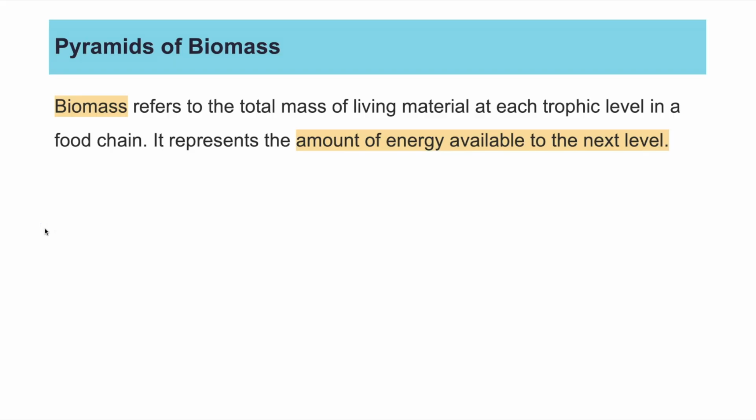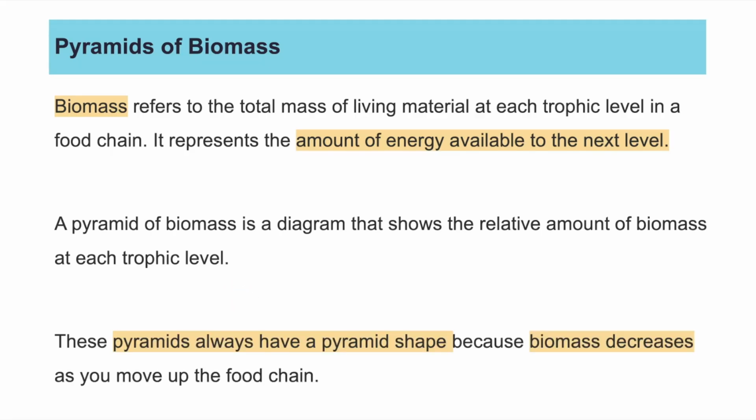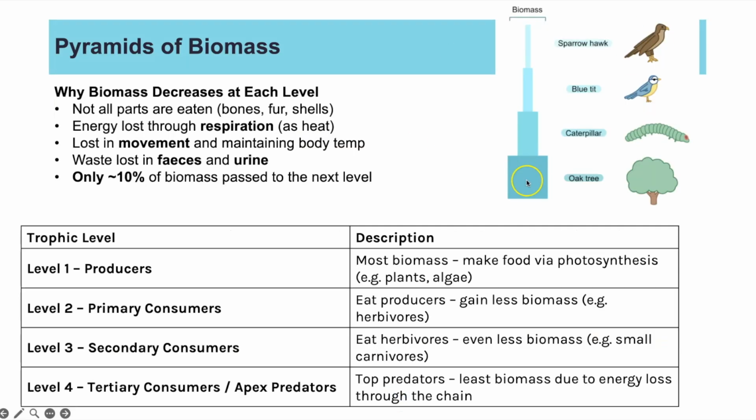Biomass, first of all, is the total mass of living material at each trophic level in a food chain. And it represents the amount of energy that's available to individuals in the next level of your food chain. And we can represent it as literally a pyramid diagram. And it is always pyramid shape because the biomass decreases as you move up the food chain. So let's take a look.